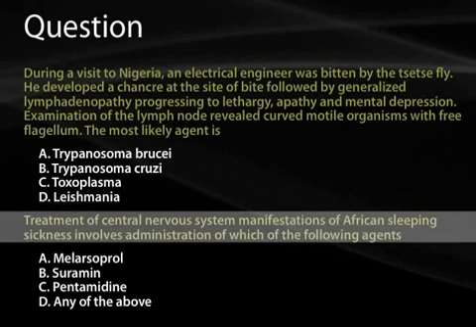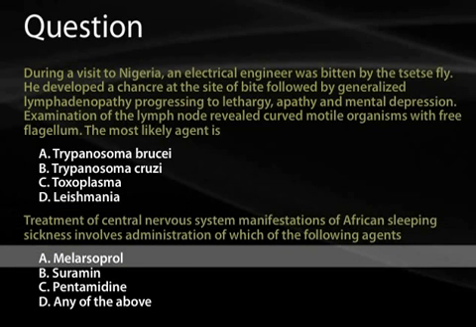Treatment of the central nervous system manifestations of African sleeping sickness involves administration of which of the following agents? Like I talked about before, melarsoprol is what you use for CNS African sleeping sickness.